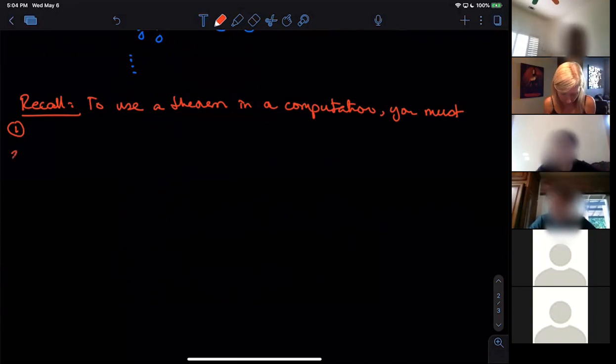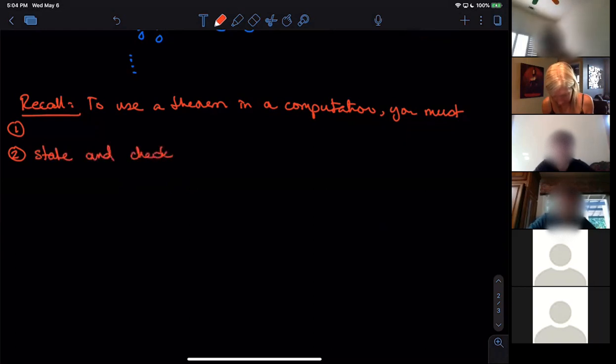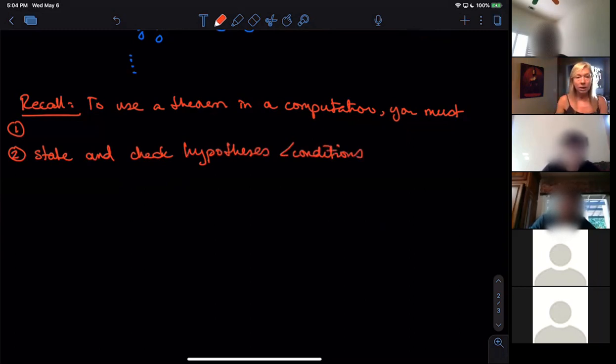There you go, that's right. Know what the hypotheses are. I'm going to put it in one piece. I'm going to say, state and check the hypotheses. So you need to know what they are and also check whether they are satisfied. If you want to put that in two steps or one step, it doesn't matter. But we're going to state and check hypotheses, or the conditions. Awesome. That's really the most important one of all the steps. Otherwise, you don't know if you can use the theorem or not.